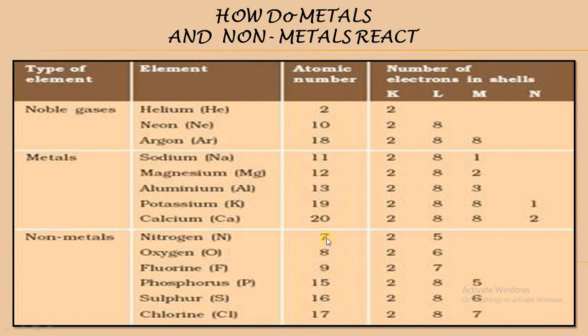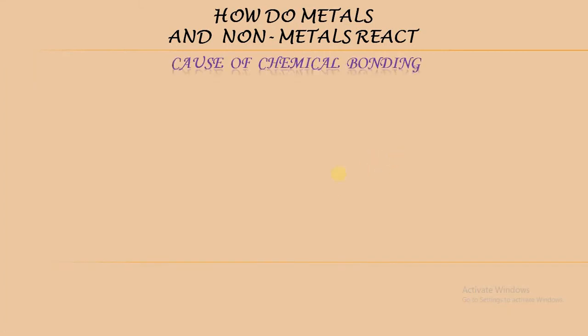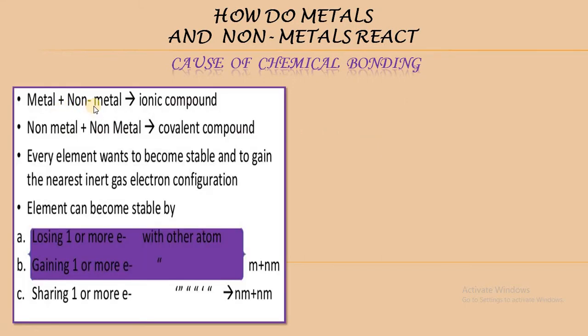It means in the outermost orbit of metals, the number of electrons present are 1, 2 or 3, and in the outermost orbit of non-metals, the number of electrons present are 5, 6 or 7. Now firstly we will see what is the cause of chemical bonding. When any metal and non-metal react, they form ionic compound. But when non-metals react, they always form a covalent compound.